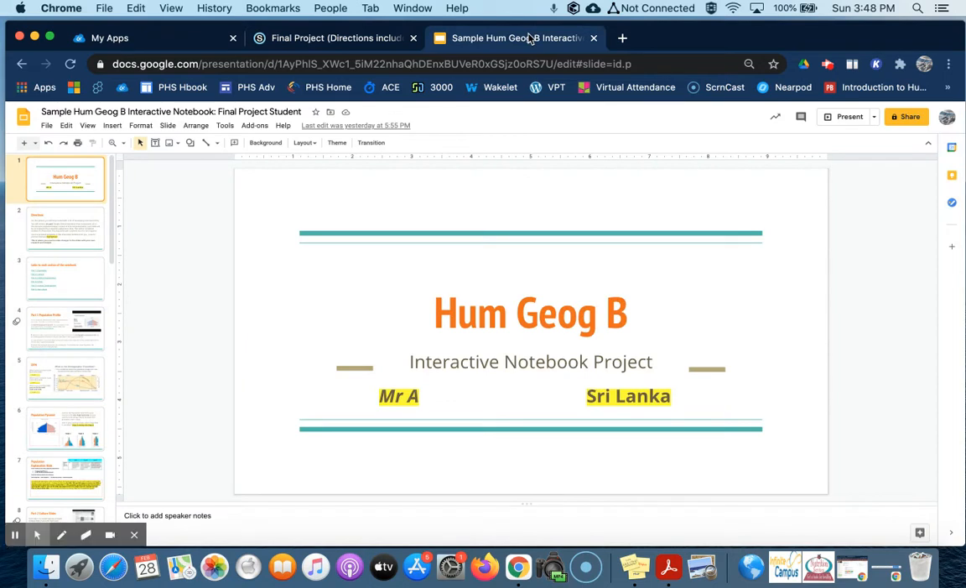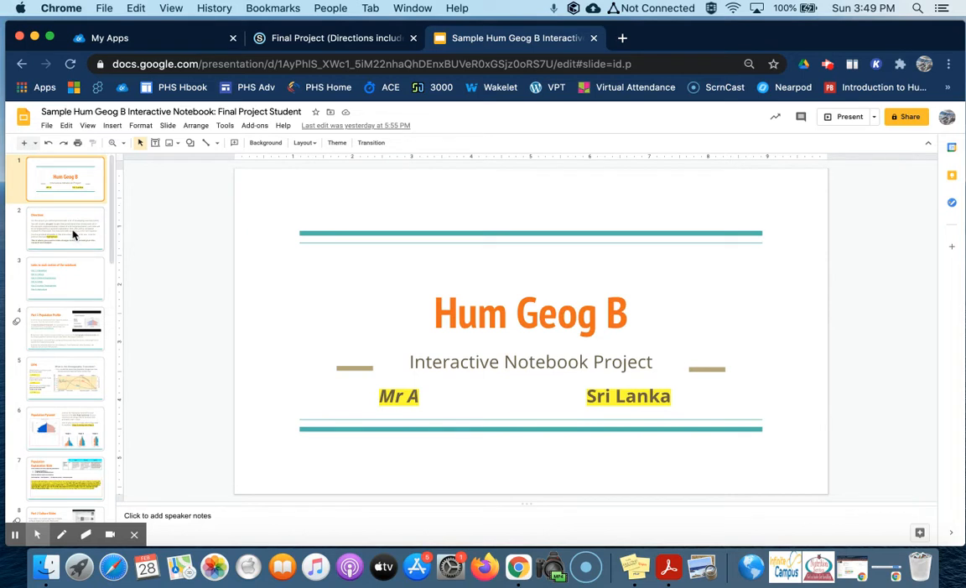something like this, where your first page will be Human Geography B, the Interactive Notebook Project. It'll say your name and the country you selected, so you will replace those items with your name and the country you selected. I'm going through a sample that I created with you here. I chose the country of Sri Lanka. The countries that you're looking at are developing nations, so from that master list that we looked at, whatever your country is, it is a developing nation.